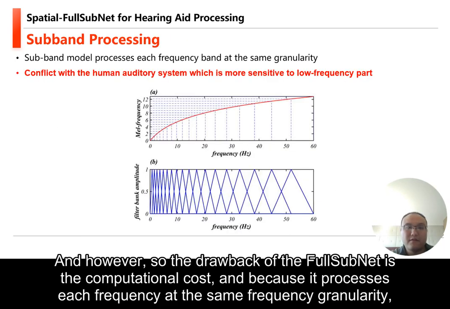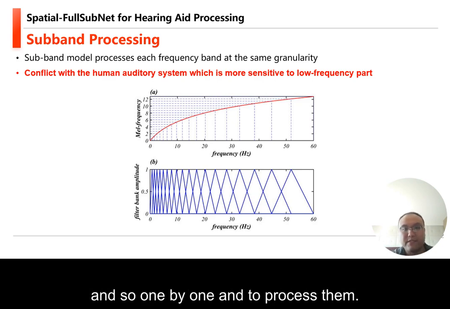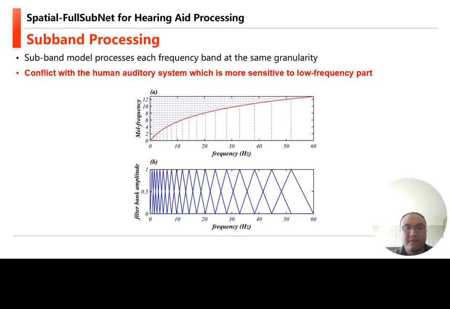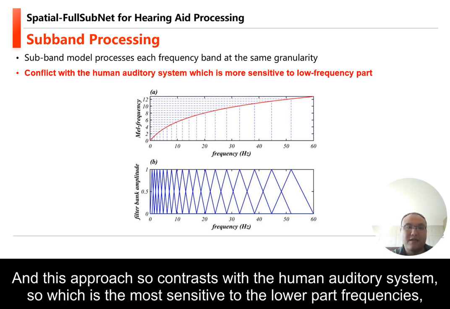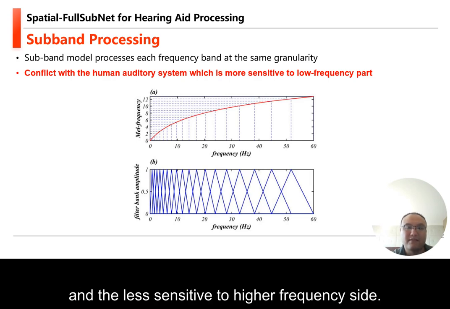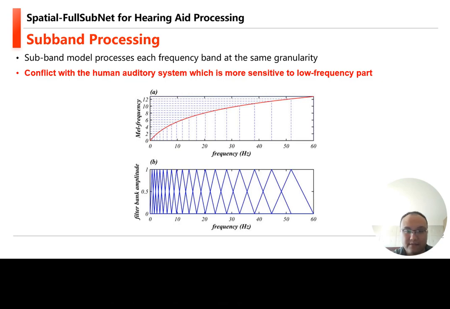However, the drawback of the full subnet is the computational cost, because it processes each frequency at the same frequency granularity, one by one. This approach contrasts with the human auditory system, which is more sensitive to lower frequencies and less sensitive to higher frequency sound.